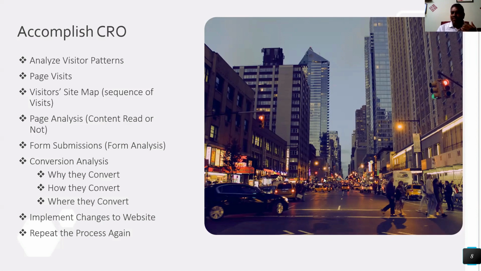So form submission, for example, let me say I have a free ebook download. He came to the blog and then he clicked on the ebook download and downloaded the ebook. Then he came to sign up and then signed up. So how do we analyze which forms he accessed and which forms he successfully submitted or not submitted?